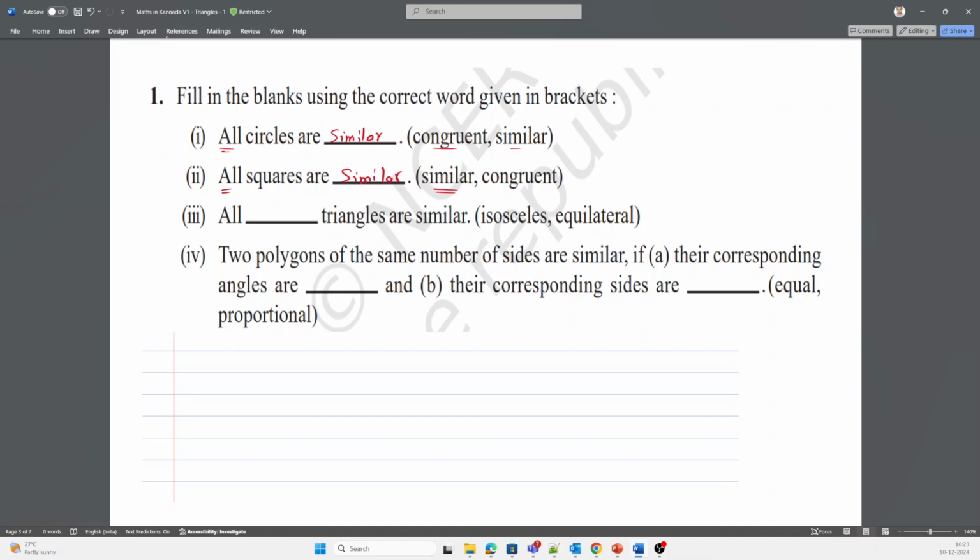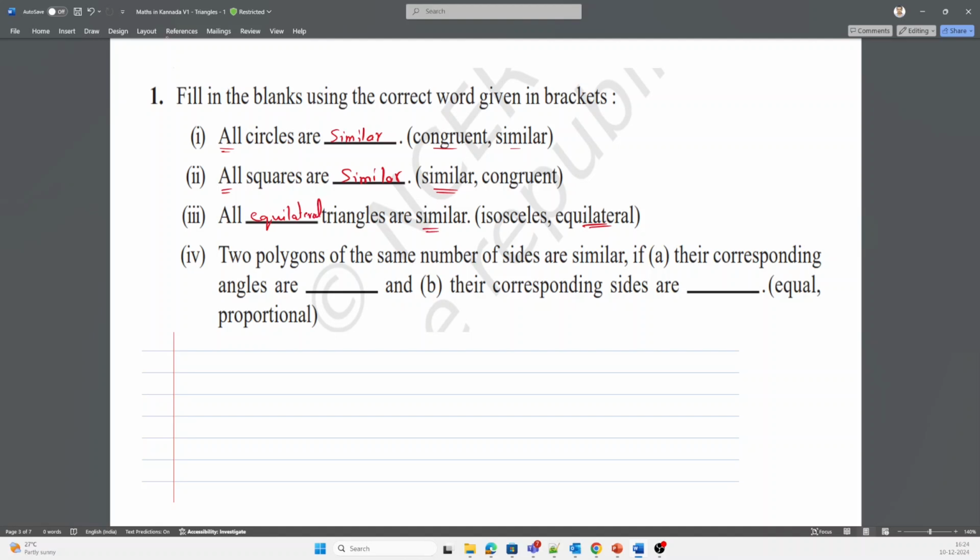And all dash angles are similar. They are talking about there can be different types of triangles, but what kind of triangles are always similar? It is equilateral. Why equilateral? If you recap the definition of similarity, it should have the same shape. A triangle always will have 3 sides, right? But the corresponding sides can be of different proportion, but the angle will be 60 degrees. If it is an equilateral triangle, it will always be 60 degrees, right? So in that case, all equilateral triangles are similar. Okay.